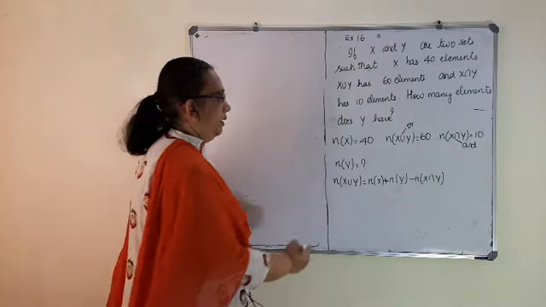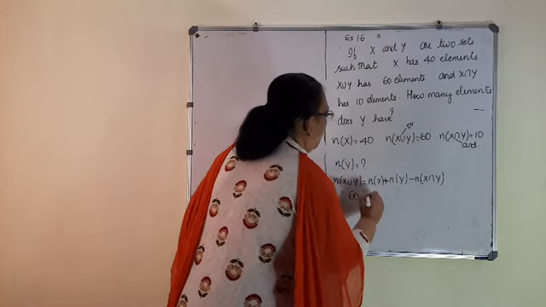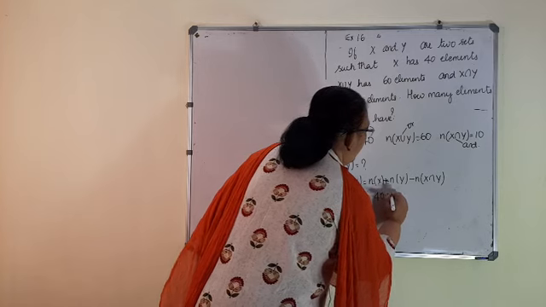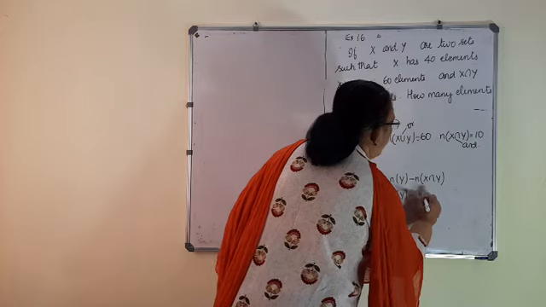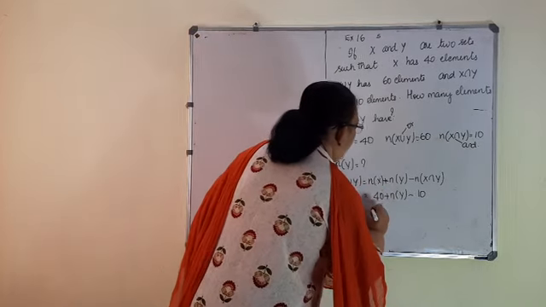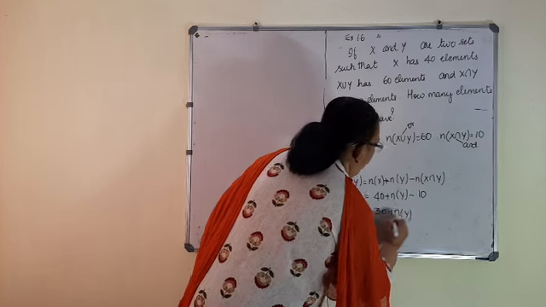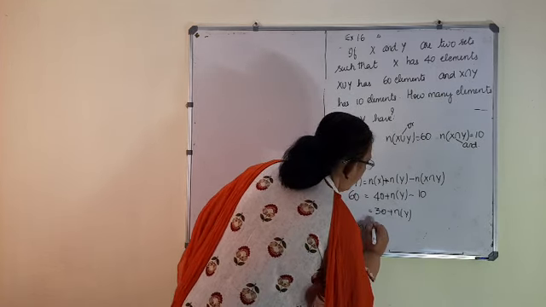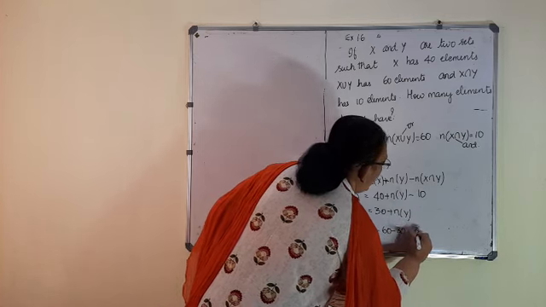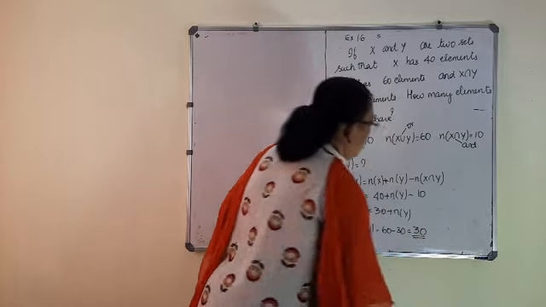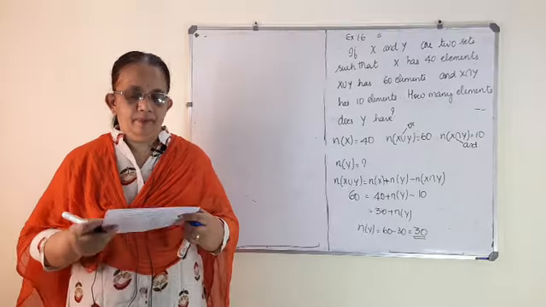The basic formula: X union Y, 60, is equal to N of X, 40, plus N of Y, which is unknown, minus N of X intersection Y, which is 10. 40 minus 10 is equal to 30 plus N of Y. So N of Y is equal to 60 minus 30, and that is equal to 30. So the number of elements in Y is 30.